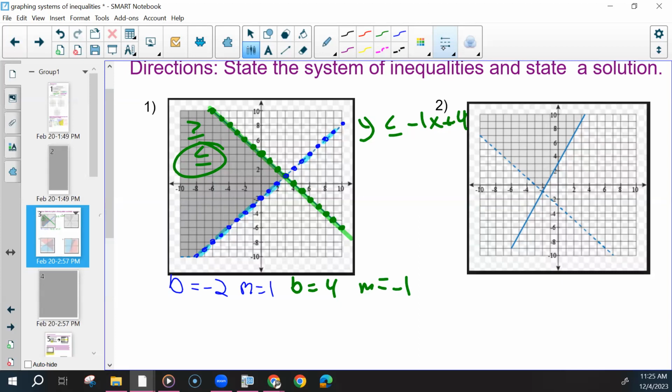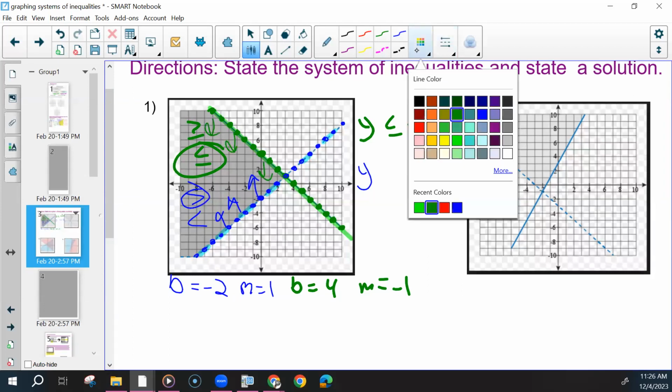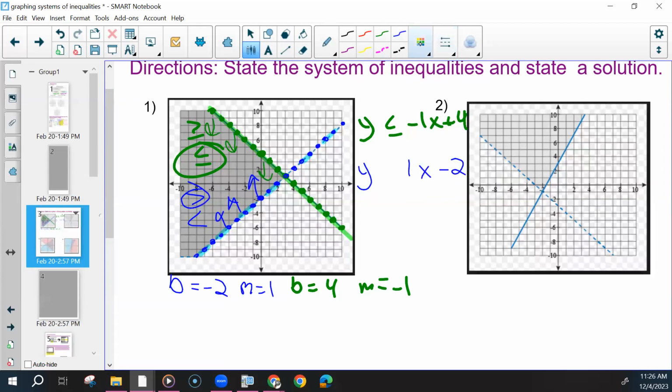So what we know about this one so far, y equals 1x minus 2. This is a dashed line, so it has to be greater than or less than. Is this shaded area above or below that line? Above this one. So this would be shaded above, and the other one is shaded below.